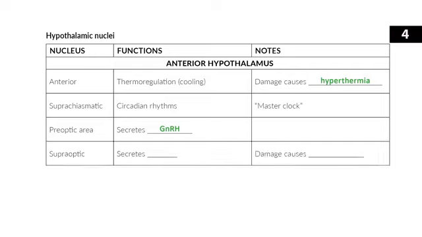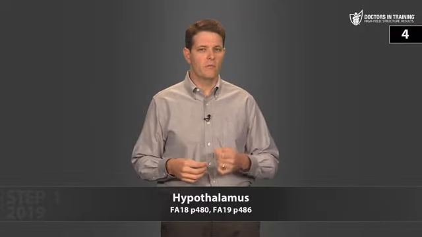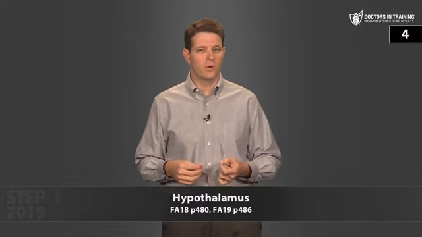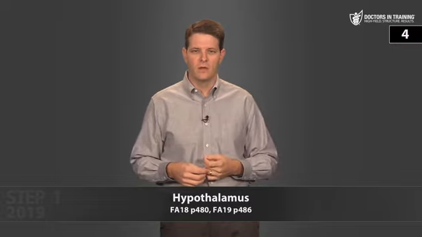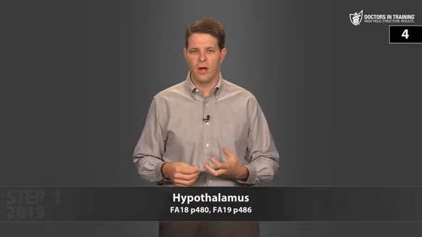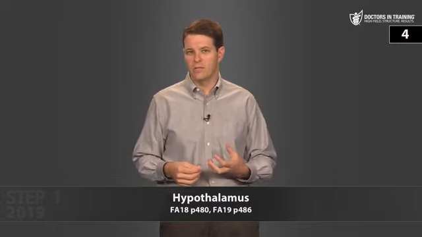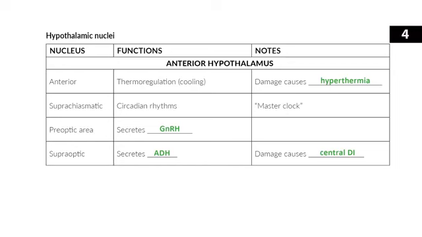The supraoptic nucleus regulates water balance by secreting ADH, or antidiuretic hormone. And then ADH is transported down the pituitary stalk and stored in the posterior pituitary. There are only 2 hormones that come from the posterior pituitary, and ADH is one of them. The other is oxytocin. Now, what happens if you damage the supraoptic nucleus and you can't make ADH? This causes a disease called central diabetes insipidus, or central DI.